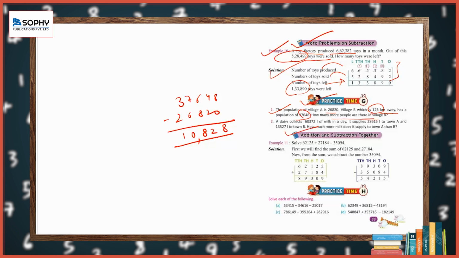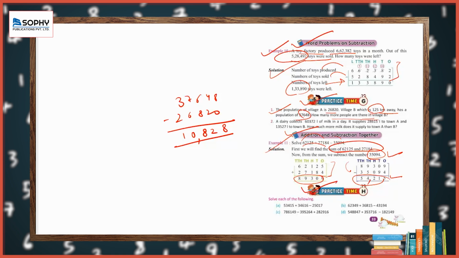Now let's look at addition and subtraction together. Let's look at example number 11. We have to solve these terms. So firstly, what we will do, students, we will find the sum of these numbers. Then from the sum, we will subtract this. So here we add both the terms and then we will find the difference. So it is 54,215, students.